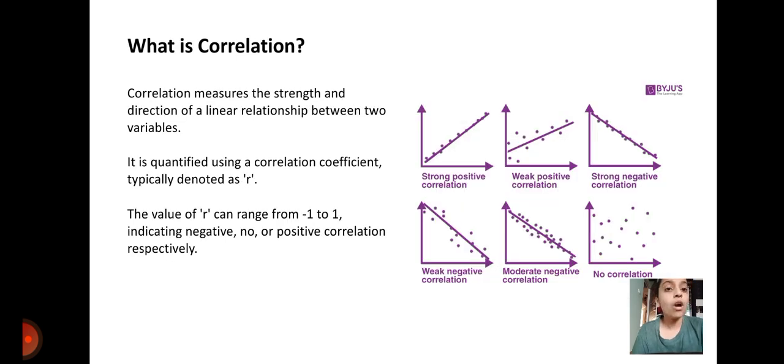Let's start. What is correlation? Correlation measures the strength and the direction of linear relationship between two variables. It is quantified using the correlation coefficient, typically denoted as r. The value of r can range from -1 to +1, indicating negative, no, or positive correlation respectively.